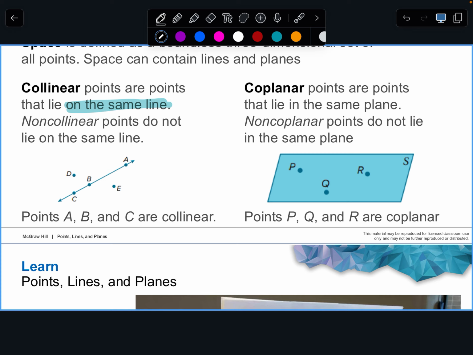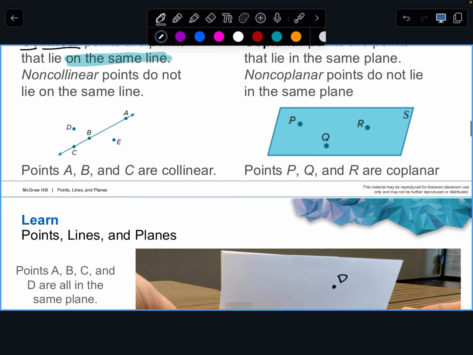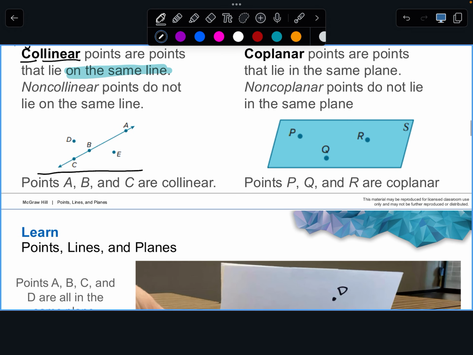So if you were to break that down, co means together, and linear, line, together on the same line. Okay? And so if we were to look down here at this example, points A, B, and C are collinear. That makes sense. A, B, and C are on the same line.